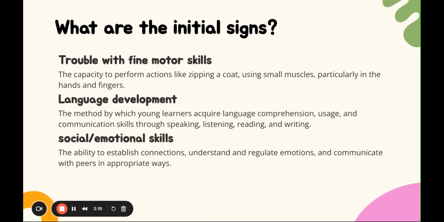Typically at this age, students should be using 3 to 5 word sentences and be able to engage in a conversation with a peer. If they cannot, we can always look into the student possibly having a delay. Social and emotional skills, the ability to establish connections, understand and regulate emotions, and communicate with peers in appropriate ways. We can look if a student is more reserved and they like to be by themselves. We can look to see if maybe they're just a shy person, or they might have a delay and not be able to regulate their emotions and communicate with their peers.